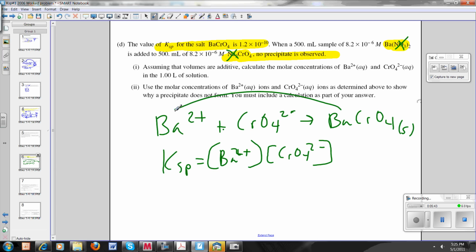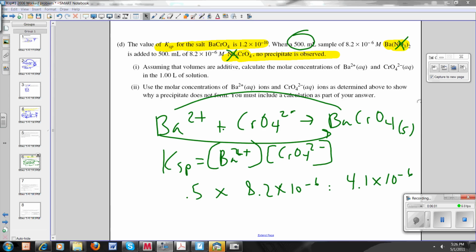Imagine this is flipped around. I don't know why I wrote it that way. Anyway, the first step is find the ion concentration. How do you do that? Well, you take 500 milliliters, which is 0.5 liters, times the molarity, 8.2 times 10 to the negative 6. When I multiply the liters 0.5 times the molarity, I get 4.1 times 10 to the negative 6 moles. What's my new volume going to be?